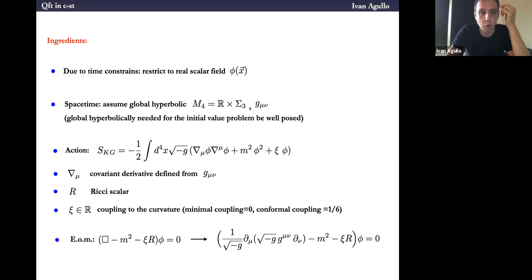Equations of motion are taken by minimizing the action. You have the Klein-Gordon equation. And if you use coordinates, you can expand this box, and it takes this form in terms of the components of the metric and the derivatives associated to your reference frame.